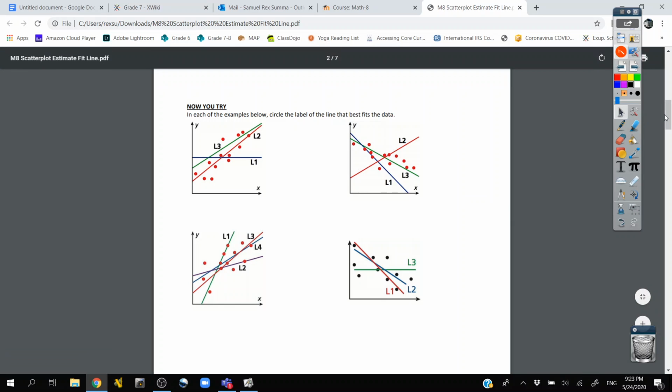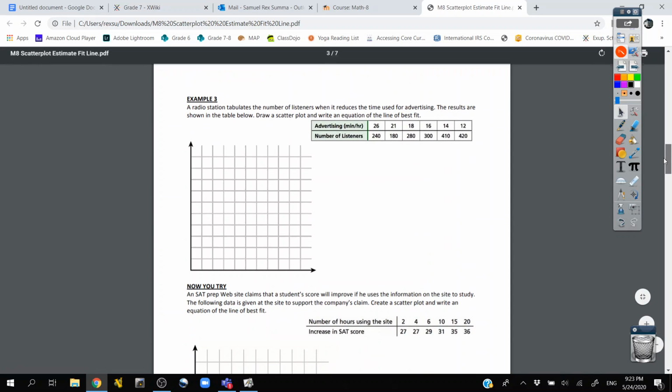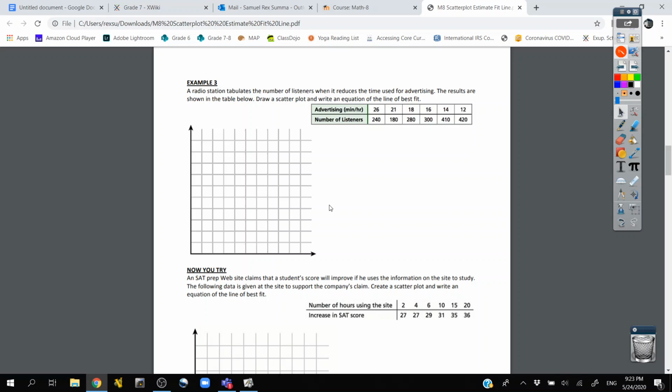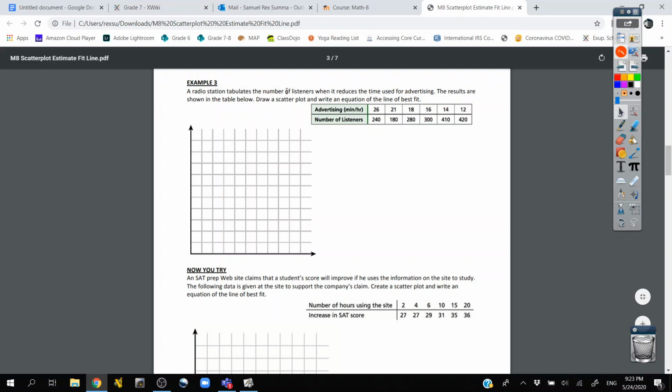All right, eights, so I'm assuming you have tried those, and you're back. So let's look at this. This is where we're going to do the whole thing ourselves. We're going to draw a scatter plot, and we're going to write the equation for the line of best fit. So let's start out just scatter plotting this data. We have advertising and number of listeners. When the time used for advertising reduces, they're saying they have less advertising time per hour, then more listeners probably, which is interesting.